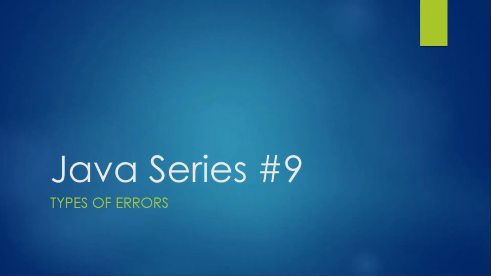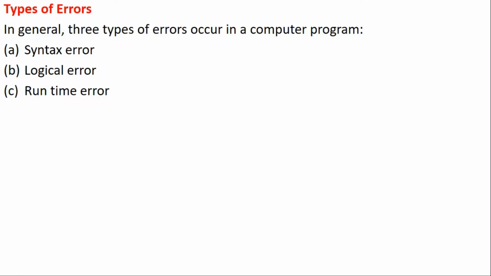Hello everyone, this is Java Series 9 and in this video we will learn types of errors in Java. So in general there are three types of errors that occur in computer programs. First one is syntax error, second one is logical error, and third one is runtime error.